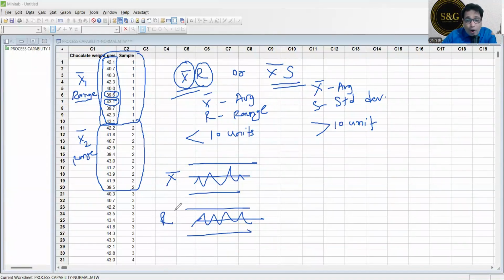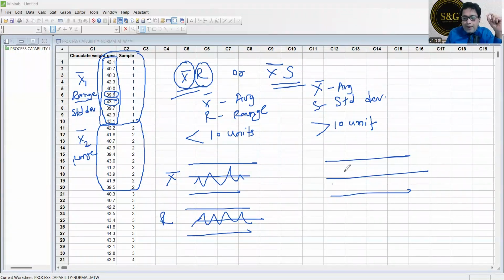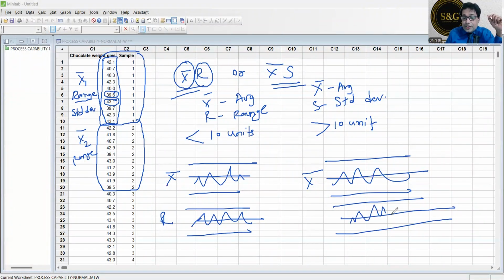Similarly, instead of range, if software calculates standard deviation, and standard deviation is called S. S for sigma, standard deviation. So that is called X bar S chart. It will calculate X bar in one graph, and instead of range, it will calculate the standard deviation and plot it on the graph. And this is called X bar S chart. Are you clear? So instead of range, if you replace it with standard deviation, that will be called X bar S chart. And we will do X bar S chart now.